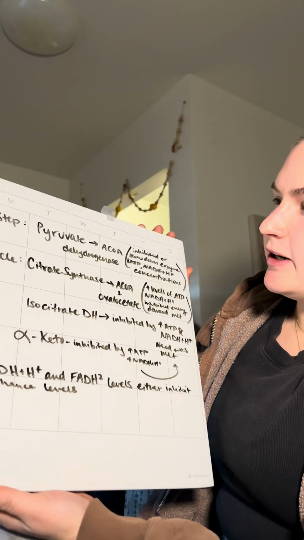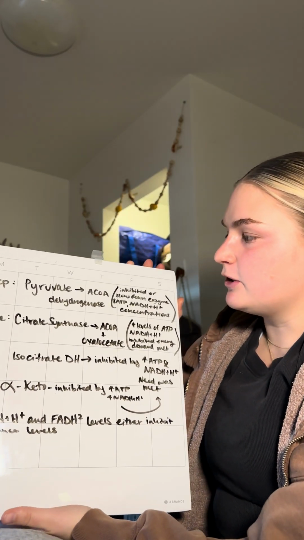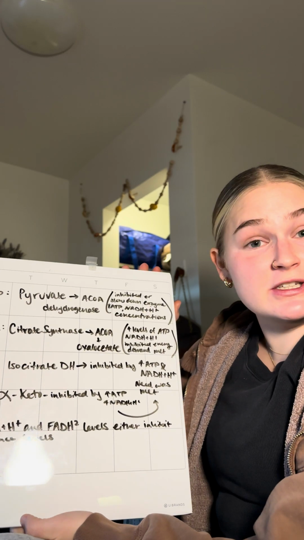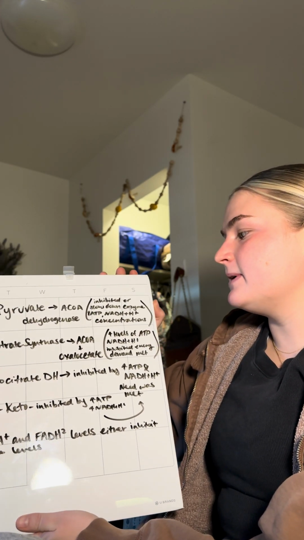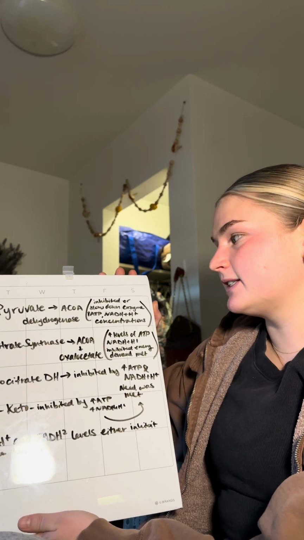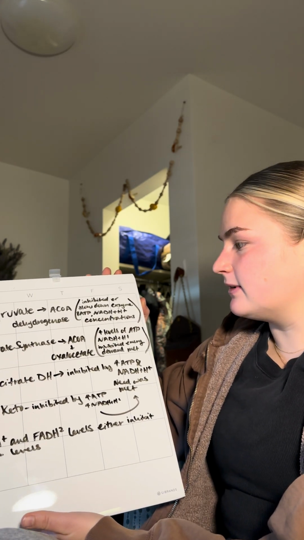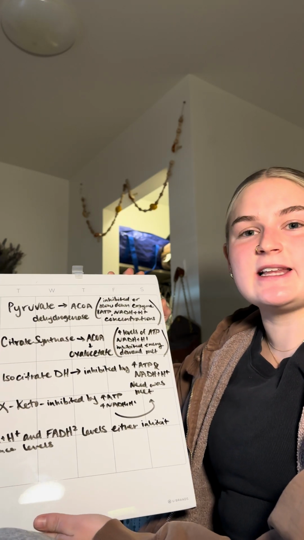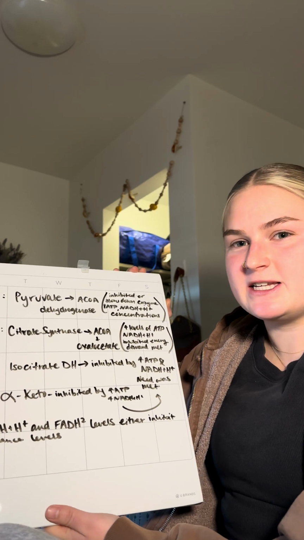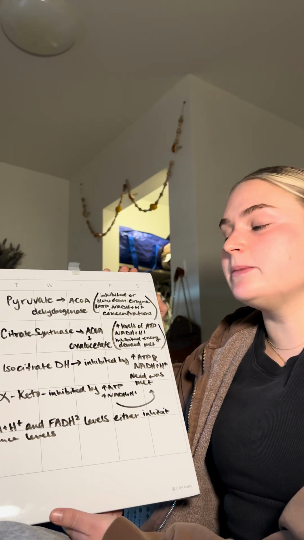To answer question 7: explain the enzymes and/or substrates regulating the primer step, Krebs cycle, and electron transport chain. So first, our primer step, pyruvate goes to acetyl-CoA via pyruvate dehydrogenase, and an increase in ATP and NADH concentrations inhibits or slows down this primer step, because it's saying that the need was met and we don't need to make more ATP if there's already a high concentration of ATP.